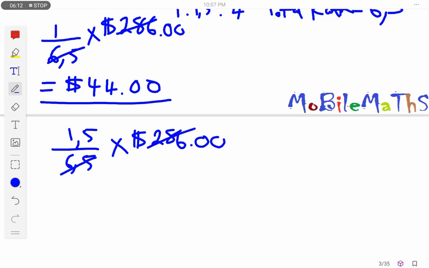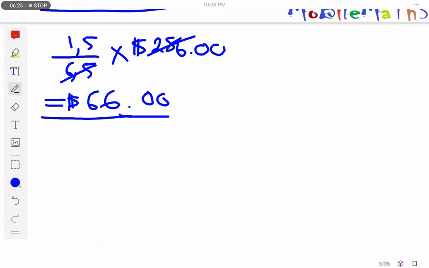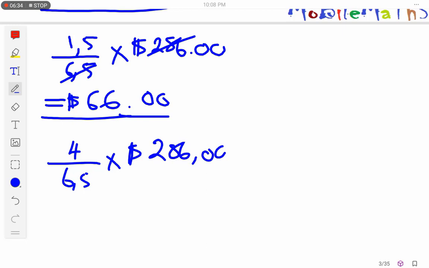I'm going to get myself the money, which is now equal to $66. Okay, like that. Then the last ratio now, which is 4. I can either do this. I can also say 4 over 6.5 times the amount, which is 286.00. This one goes there.